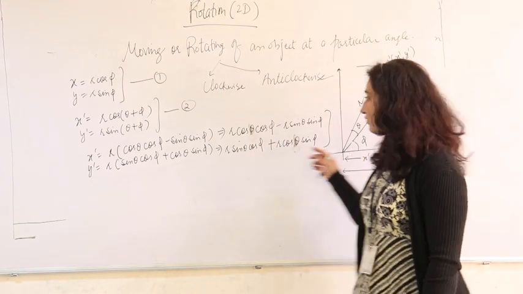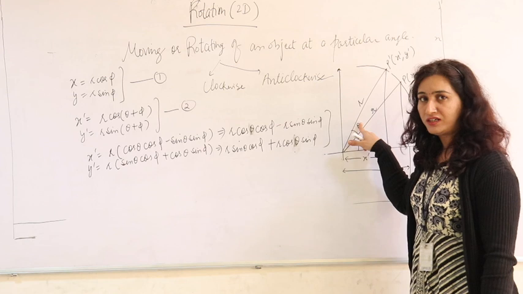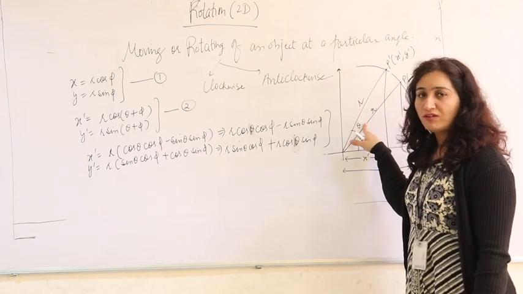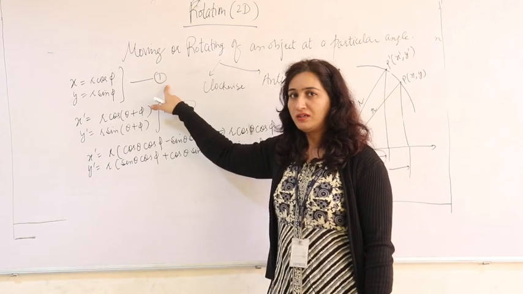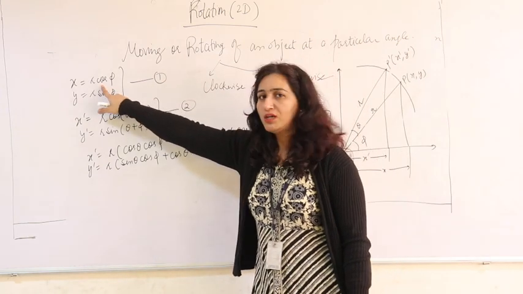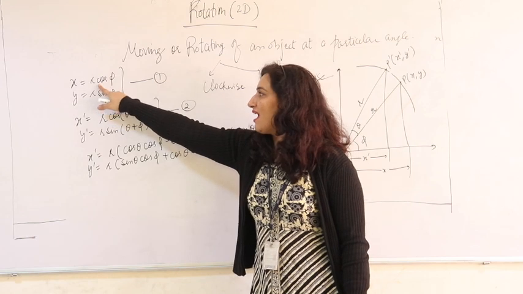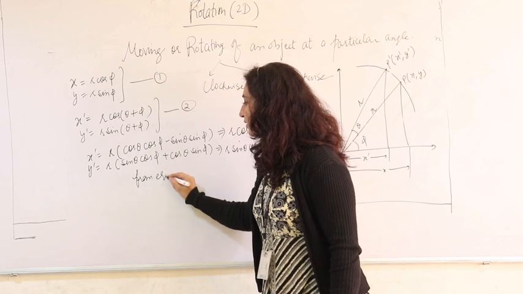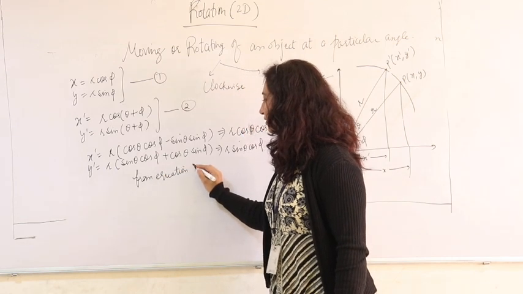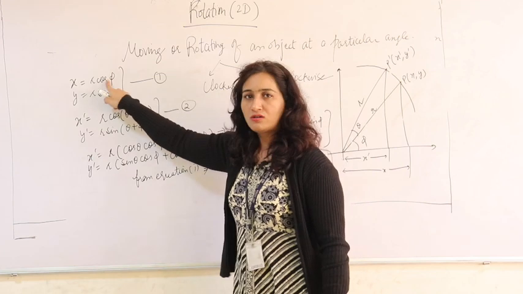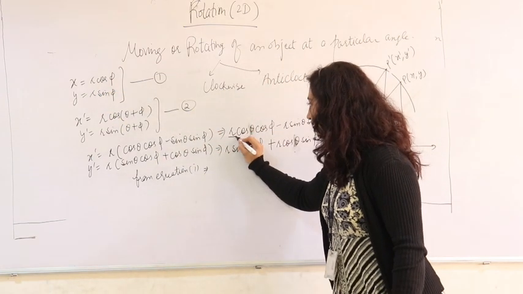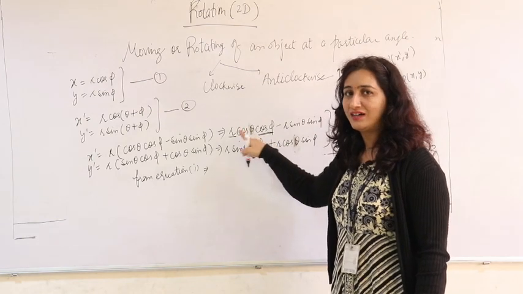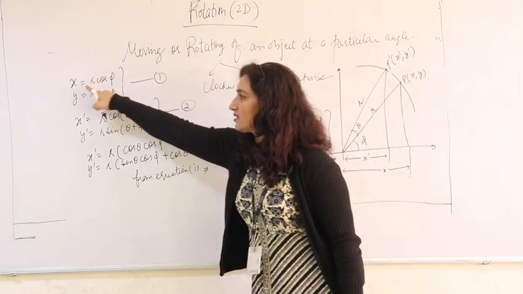But we have to convert this whole equation in terms of angle theta, because after rotation it is making an angle theta. So what will we do? From equation 1, can we convert this? Yes. From equation 1, r cos phi is equal to x. So can I write here r cos phi is equal to x?